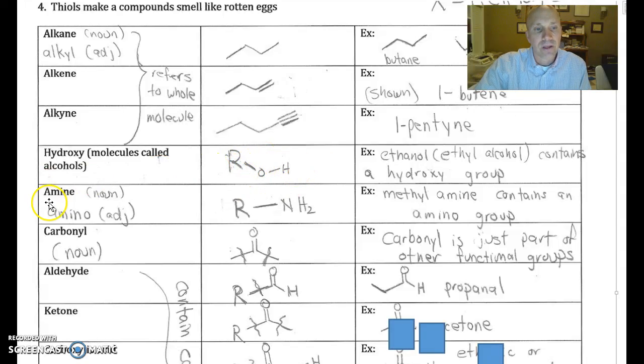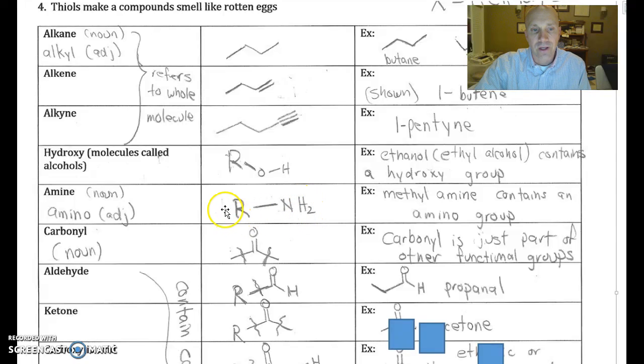Next one is going to be an amine. If you say amine, you're talking about the name of the molecule. But if you say amino, that's an adjective, you're talking about the name of the group that makes it the amine. So an amine is going to be, and actually there's a little mistake on this. This is going to be an R group. But I say NH2. This could actually be NHR or NR2. So these could be either hydrogens or R groups here.